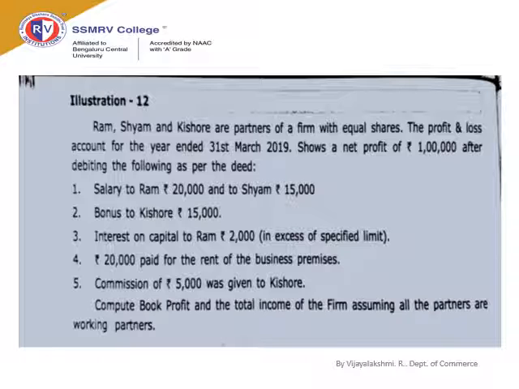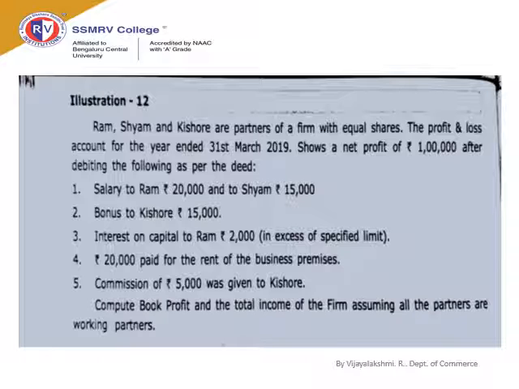So these are the items given in the problem. First we have salary to Ram rupees 20,000 and salary to Shyam rupees 15,000. Bonus to Kishore 15,000. Interest on capital to Ram rupees 2,000, which is in excess of specified limit. Excess of specified limit tells you that the interest paid more than 12% per annum. So 12% is the maximum limit. Beyond that they are paying the interest.